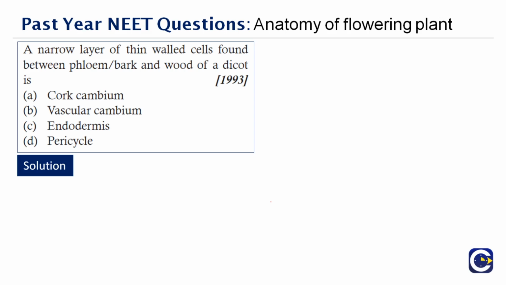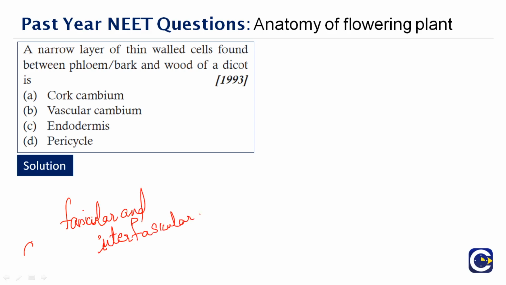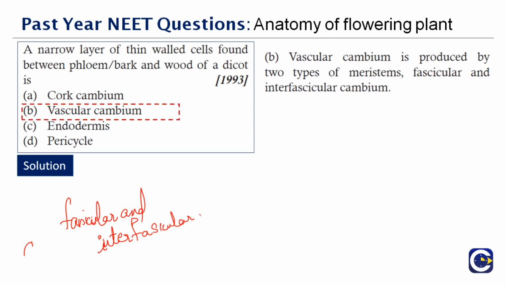Vascular cambium is produced by two types of meristem. What are the two types of meristems that you have to remember? Fascicular and interfascicular. We already discussed this in the earlier part. So now you know what the answer is. A narrow layer of thin-walled cells found between the phloem or the bark and the wood of the dicot is the vascular cambium. Therefore, the correct answer to this question is option B.